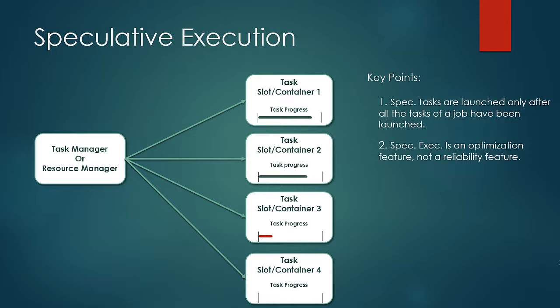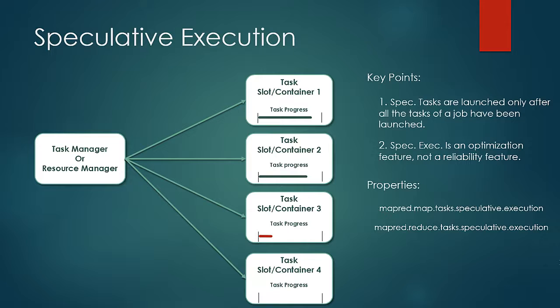Properties in regard to speculative execution are mapred.map.task.speculative.execution, which is the property for map tasks, and mapred.reduce.task.speculative.execution, which is for reduce tasks. These are Boolean properties which are set to true by default, which implies speculative execution is enabled by default.